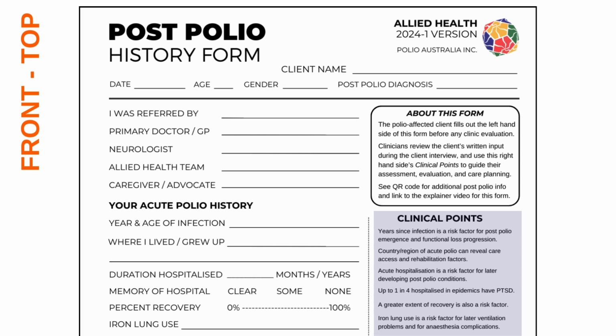The next section is about acute polio history. The points on the blue on the right-hand side apply one-to-one to each of those points on the left, and that's a unique part of this part of the form. The other clinical points that we go through are going to be a bit more general, but still related to the client side points you see on the left-hand side.